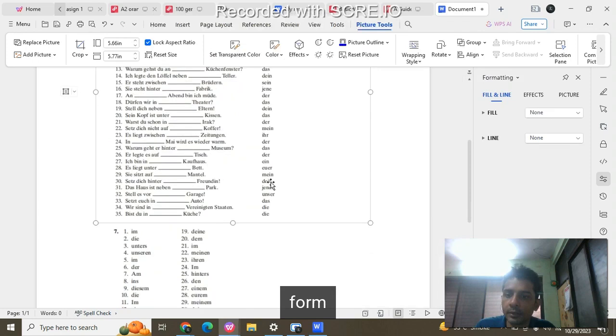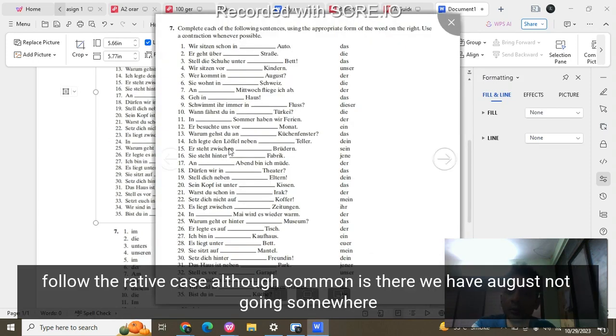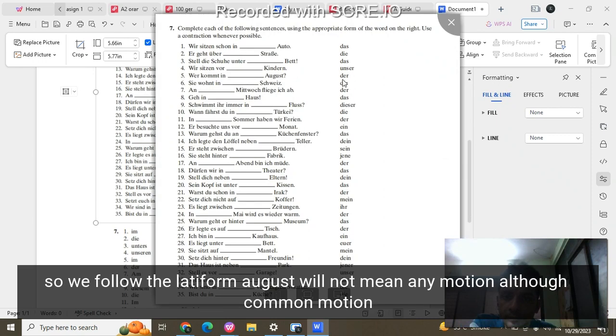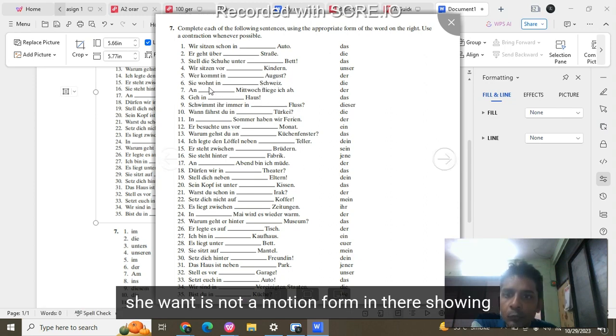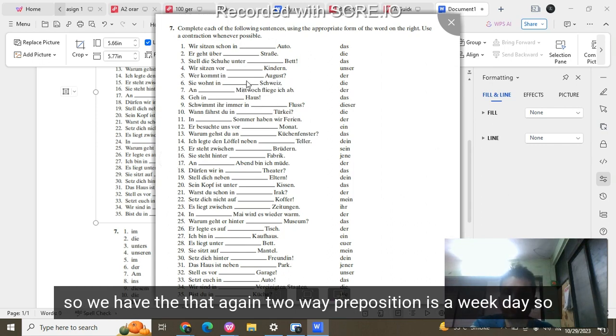Let's follow the dative case. Although kommen is there, we have August. It's not going somewhere. Wohin is not there here. So we follow the dative form. August will not mean any motion. Although kommen is a motion verb, it will not mean motion for August. It's not wohin. Sie wohnt in die Schweiz. Wohnen is not a motion verb, so it will have the dative form. Sie wohnt in der Schweiz. Die will become der, the dative form.